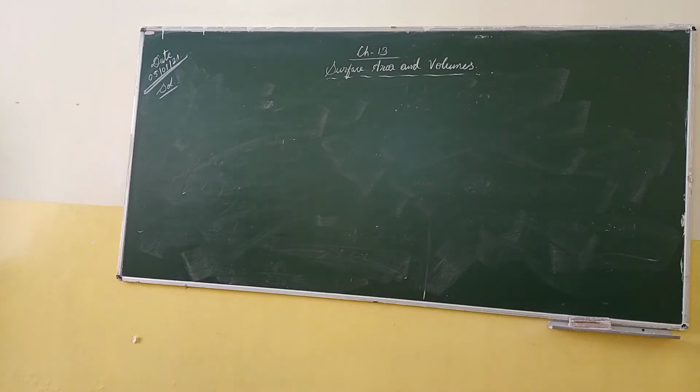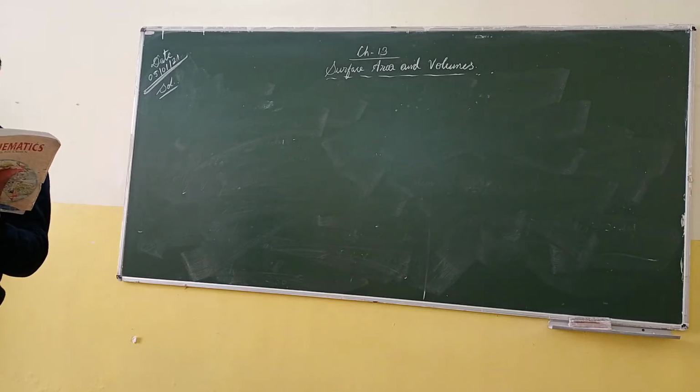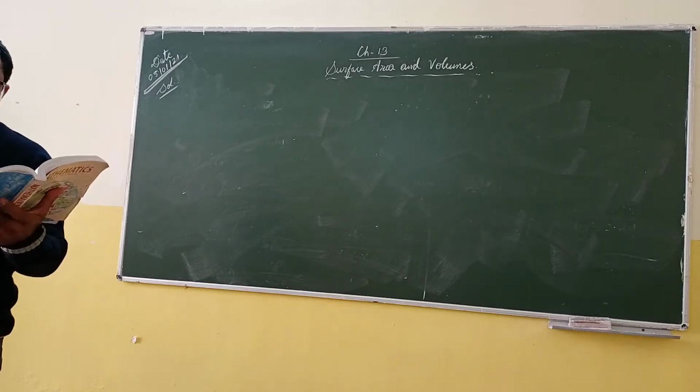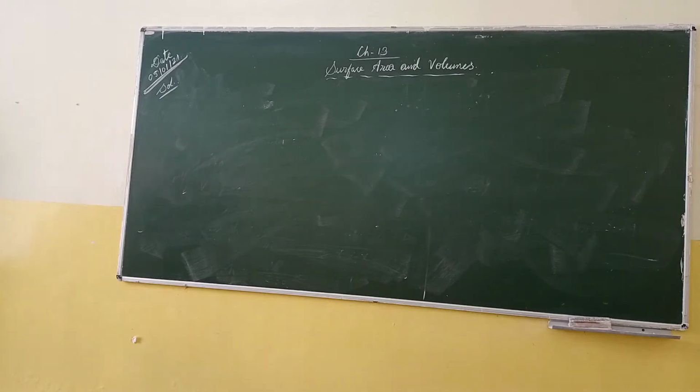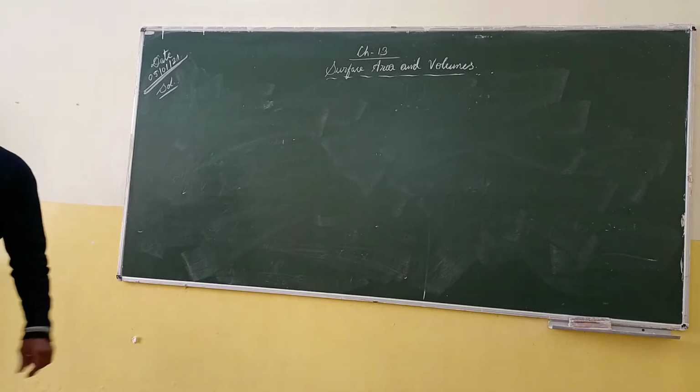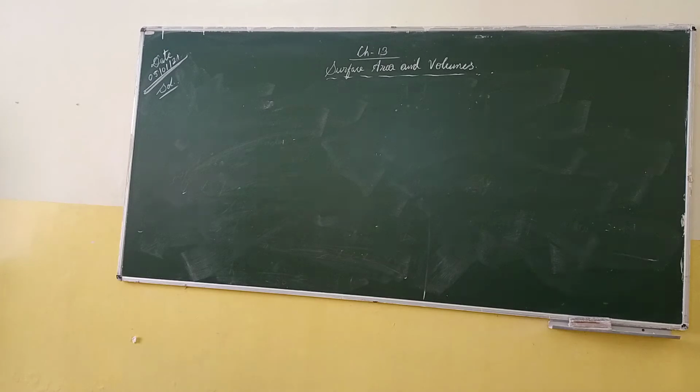Metallic spheres of radius 6 cm, 8 cm and 10 cm respectively are melted to form a single solid sphere. Find the radius of the resulting sphere. Very simple question. Three metallic spheres are there, and after melting all three spheres, we shall make a single sphere, that is the resulting sphere, and we are going to find the radius of the resulting sphere.